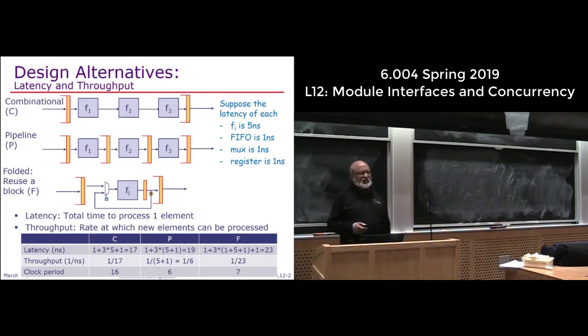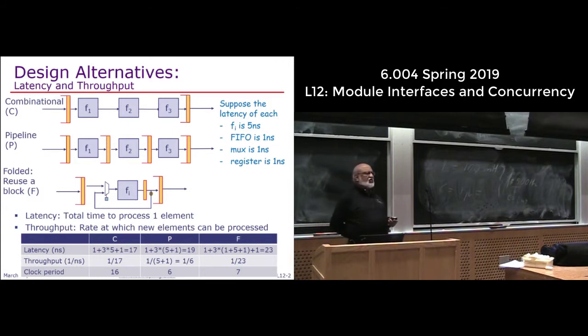So let's focus on the latency first of the 3 designs. The first one I'm calling combinational. So how long will it take for an input to enter and leave? We're assuming 1 nanosecond in the FIFO, and then 5 plus 5 plus 5, so 3 times 5, and then plus 1 more as it leaves in the last FIFO. Make sense? So that adds up to 17.